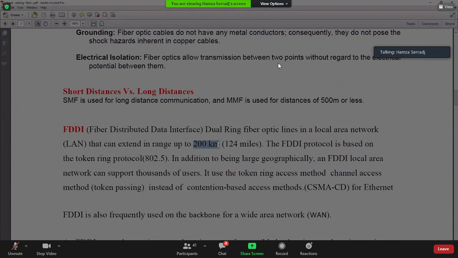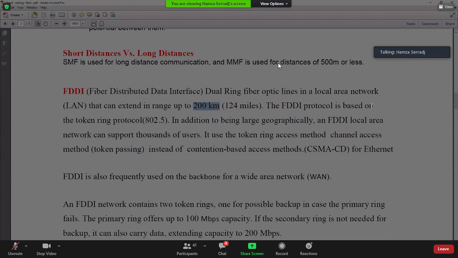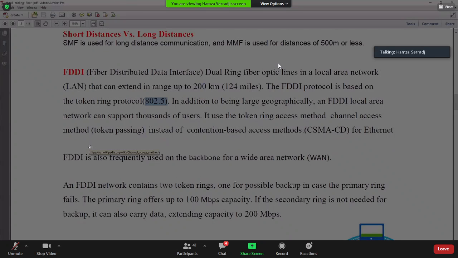So 200 kilometers, 124 miles. The FDDI protocol is based on the token ring protocol 802.5. In addition to being large geographically, an FDDI local area network can support thousands of users. So we can have big LANs now, right? Something between a WAN and a LAN. It's still a LAN, but geographically it can be much bigger and have many more clients for distribution. Thousands of users.